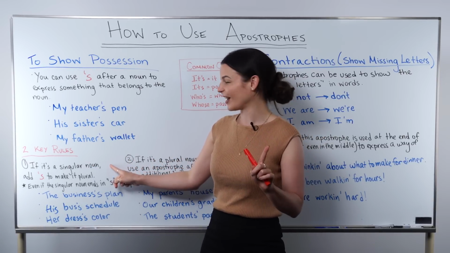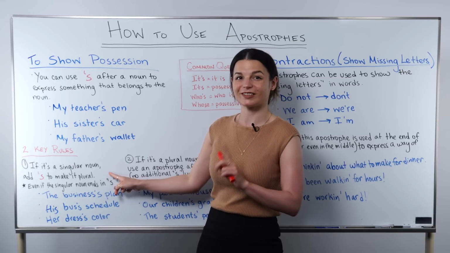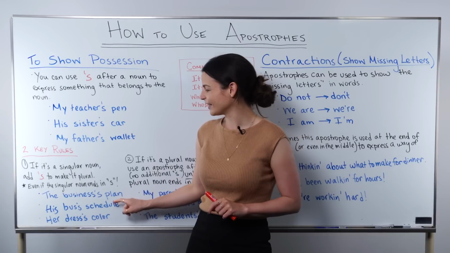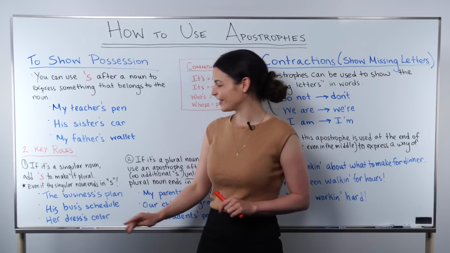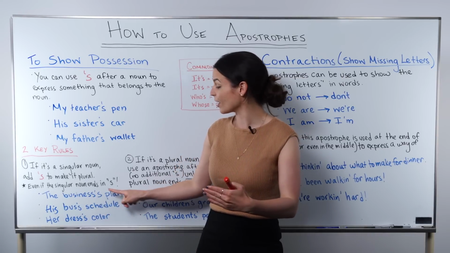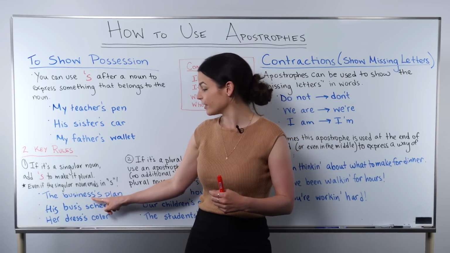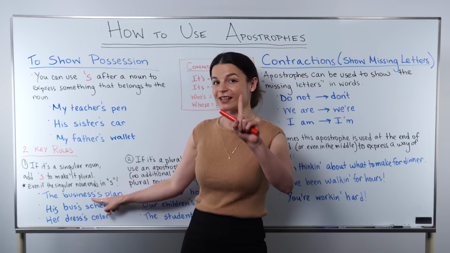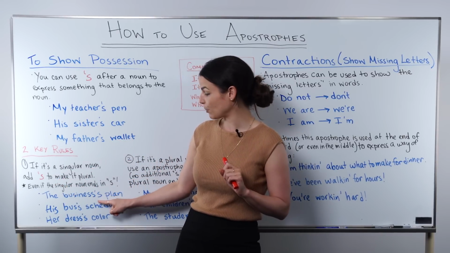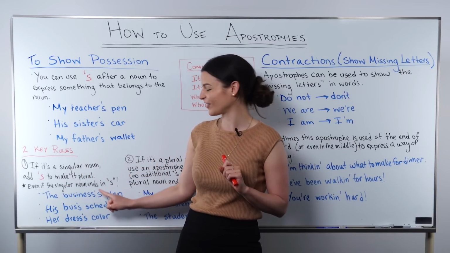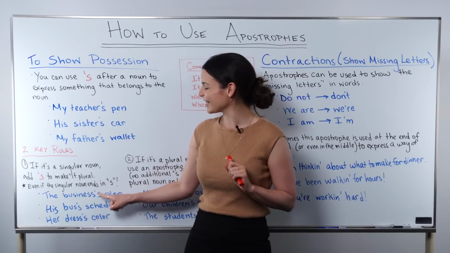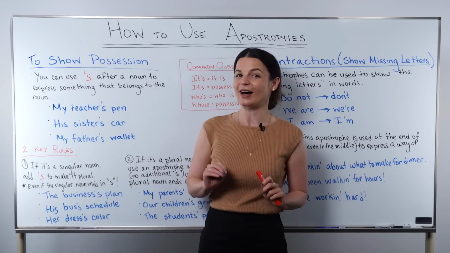So if it's a singular noun, add apostrophe S to show possession. So let's look at some examples of this. First, the business's plan. In this situation, business is our noun. We want to express something that is owned by the business. So business ends with an S, but it's a singular noun, one business, right? We still have to add apostrophe S to show ownership. This is a singular noun. We're not making it plural here. The business's plan. So this shows the plan owned by the business.